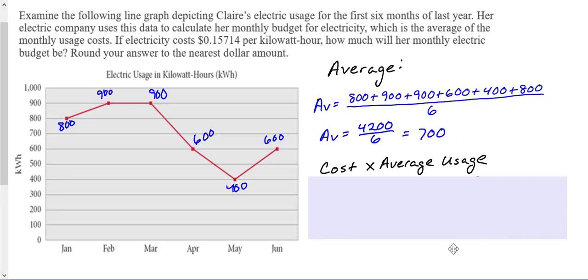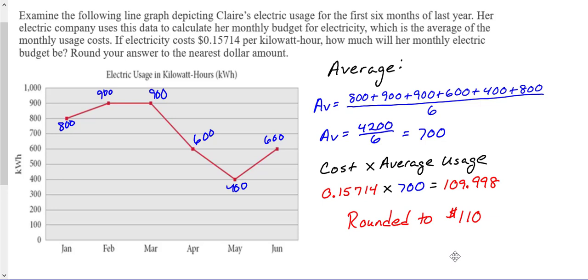Now, to figure out the cost, that's simply taking what the company charges per kilowatt hour and multiplying it times her average usage. And that gives us a result of 109.998. So if we are rounding to the nearest dollar, we look at the first digit after the decimal, which is 9. So that tells us to round up. That means she will be paying $110 per month.